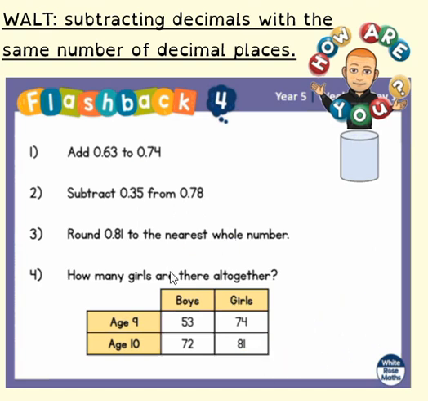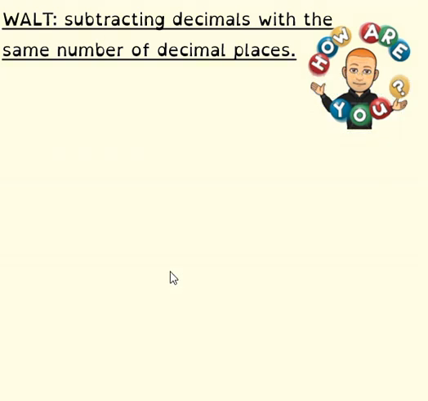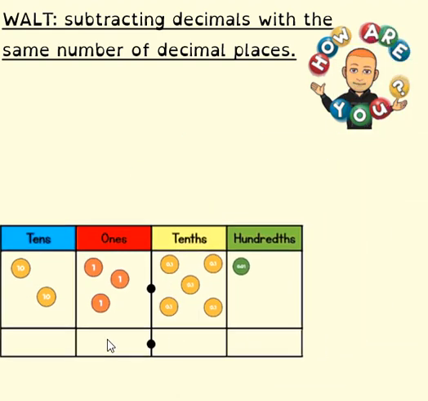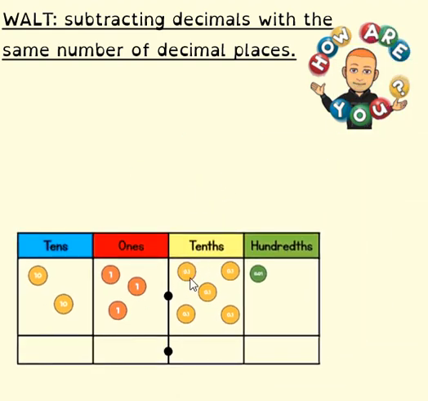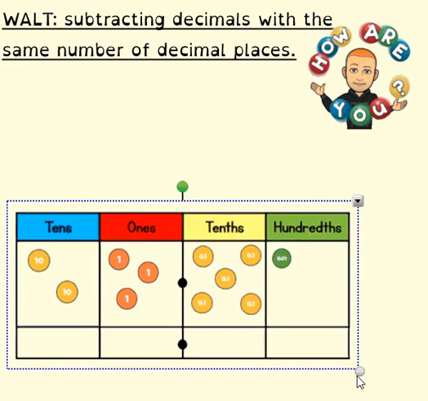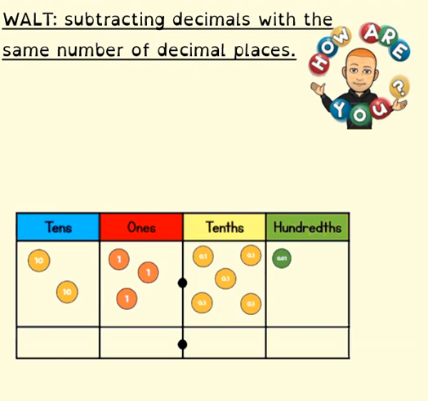Let's begin our lesson then this morning. Today, as our walk tells us, we are learning about subtracting decimals with the same number of decimal places. So yesterday we were looking at adding, today we're looking at the inverse. Let's take a look at our first example. I'm going to use the column method and the place value grid to help us understand.